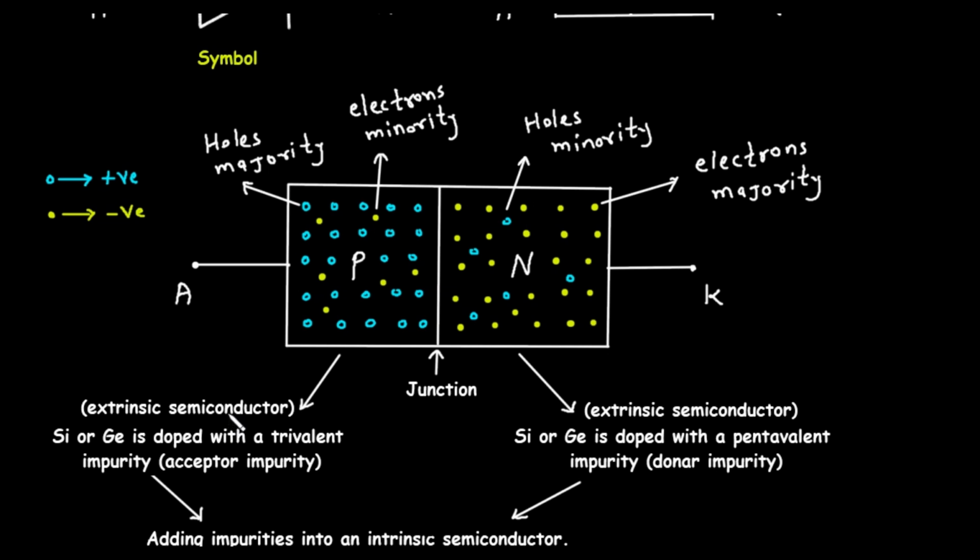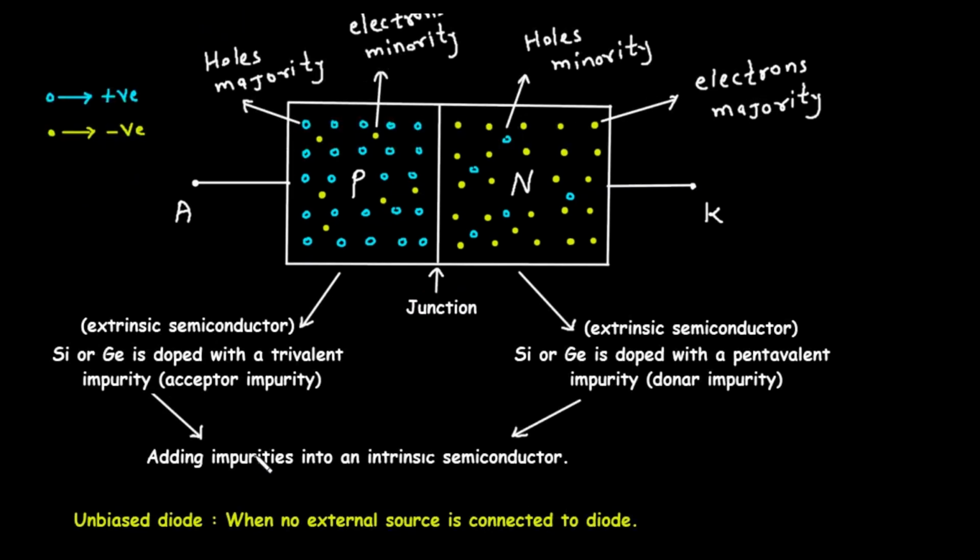To create the P-type material, we start with an intrinsic, or pure, semiconductor like silicon, abbreviated as Si, or germanium, abbreviated as Ge. This pure material is then doped with a trivalent impurity. Trivalent means the impurity atoms have 3 electrons in their outer shell. Because they have one less electron than the surrounding silicon or germanium atoms, they create a hole, or a space where an electron could be. This is why it's also called an acceptor impurity: it's ready to accept an electron.